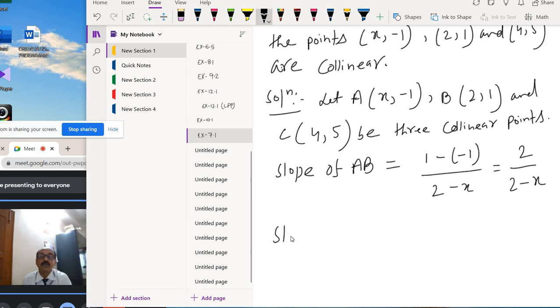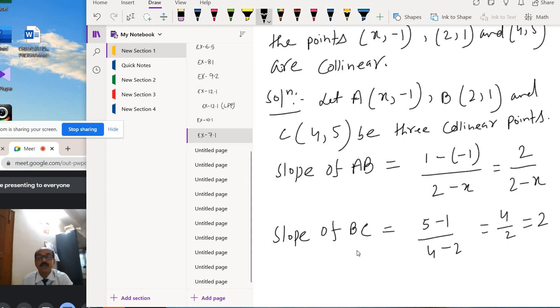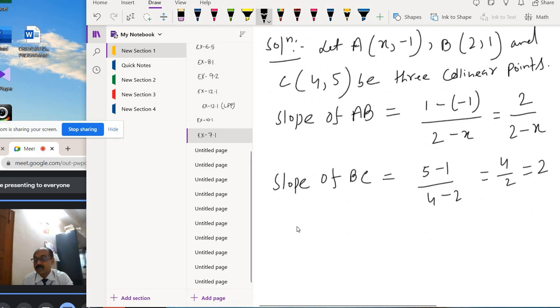And slope of BC equals 5 minus 1 by 4 minus 2, which is 4 by 2, equal to 2. Since they are collinear, the slopes are equal.